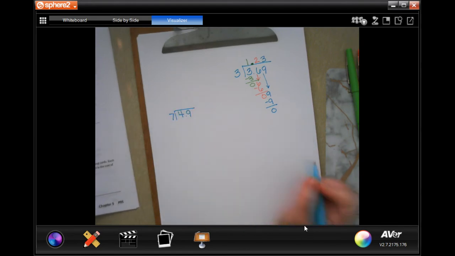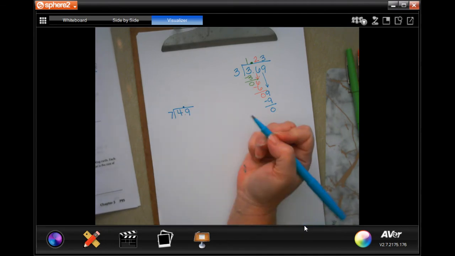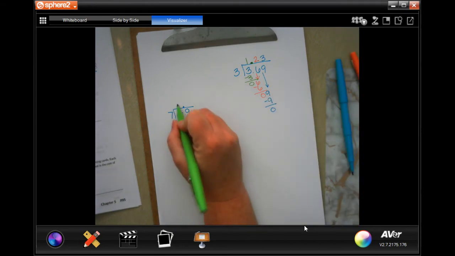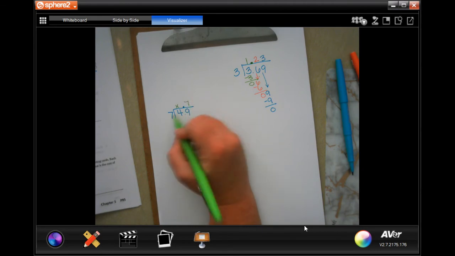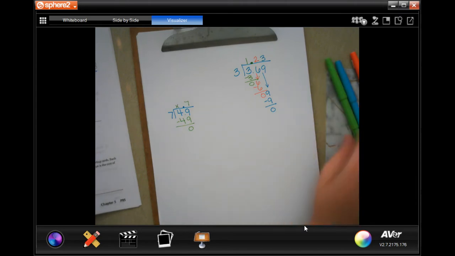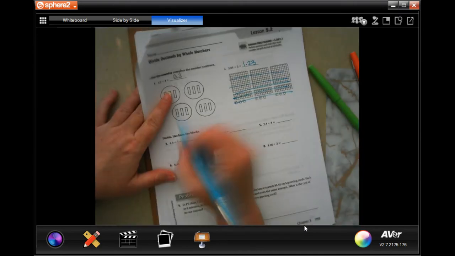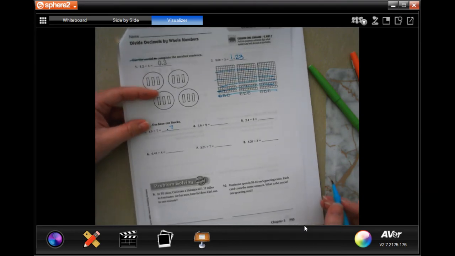I'm going to go right here and just do 4.9 divided by 7. Decimal straight up into my answer. Now, 7 is not going to go into 4, placeholder. 7 will go into 49, 7 times, 7 times 7 is 49. Subtract, get 0. So number 3, 0.7. You can put 0.7, totally fine, doesn't matter.